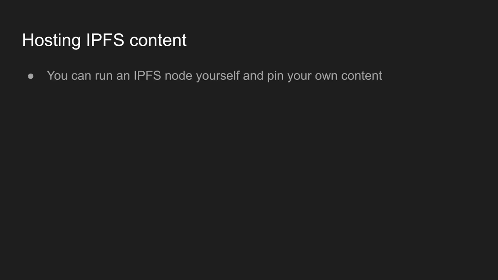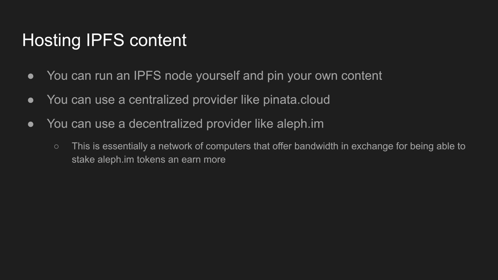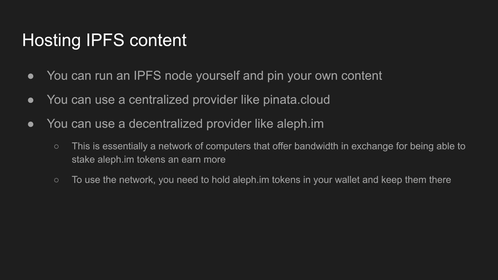So actually hosting it, as I alluded to, you can run an IPFS node yourself and pin your own content, or you can use a centralized provider like pinata.cloud. This is a provider I've used and I found them to be pretty user-friendly. Or you can use a decentralized provider like aleph.im. So this is itself a decentralized protocol that has its own token, and computers in the network offer some of their computing power and bandwidth in exchange for being able to earn more tokens. So this behaves somewhat like a decentralized Amazon Web Service. And to use the network, I'm going to show you how to do this later. You just need to hold aleph.im tokens in your wallet, and that allows you a certain amount of storage and bandwidth on the network.